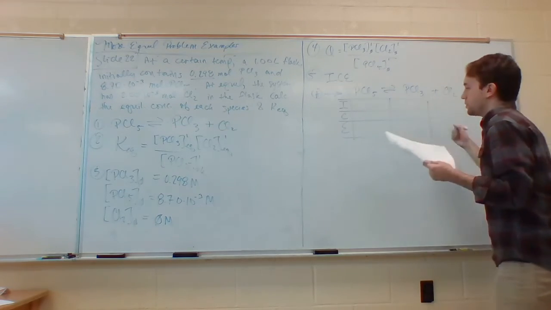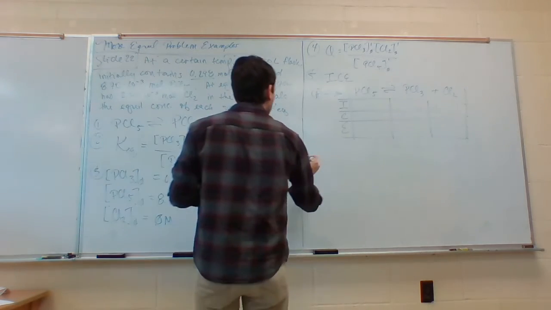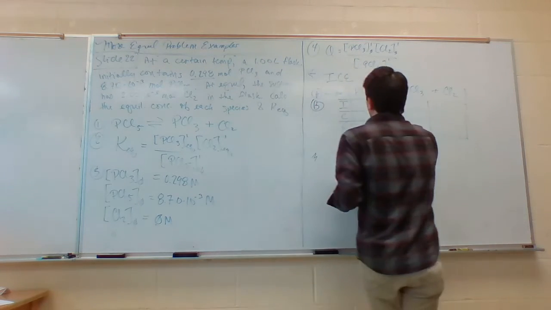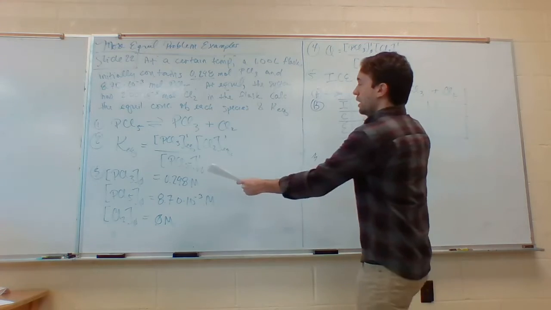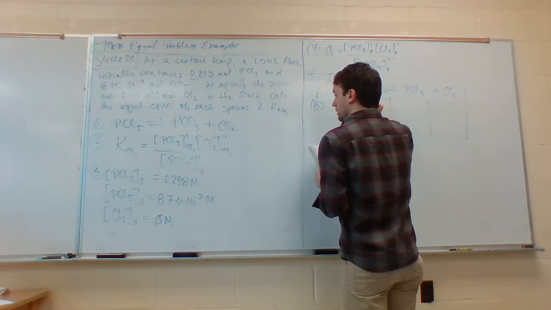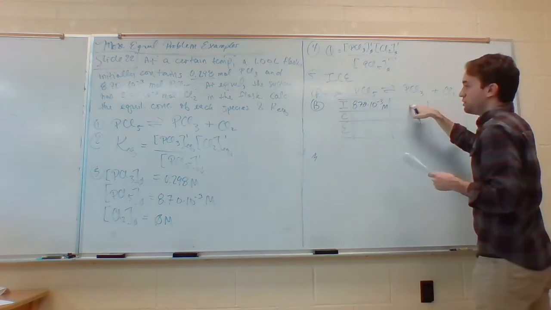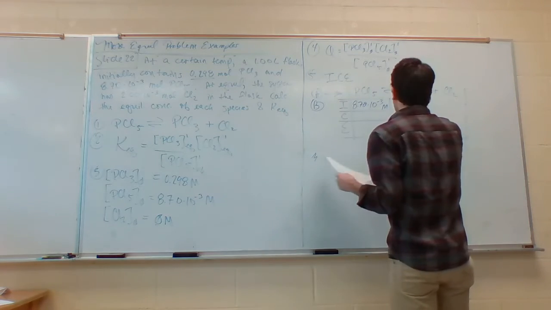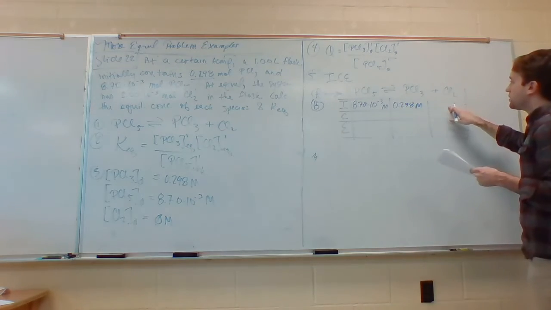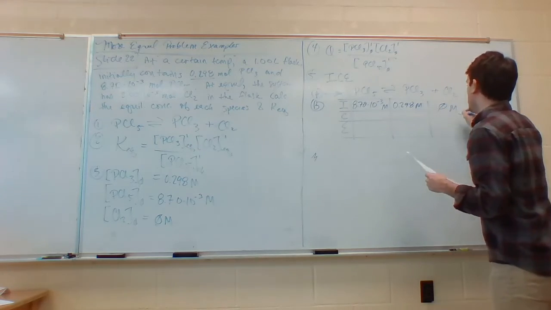And again, we have columns for each of those species. Okay, so we're looking at our initial concentrations. Our initial concentration of PCl5 is 8.70 times 10 to the negative third molar. My concentration of PCl3 was 0.298 molar. Then we have our concentration of Cl2 initially, which was 0 molar.